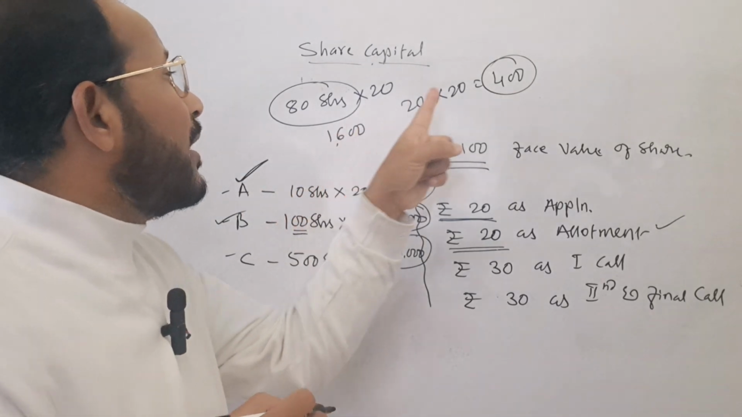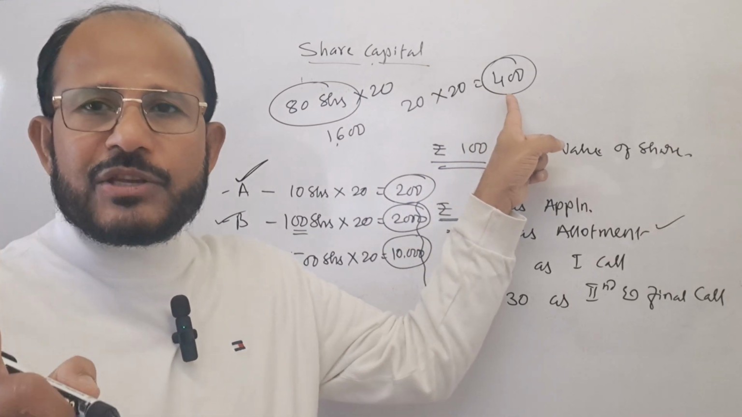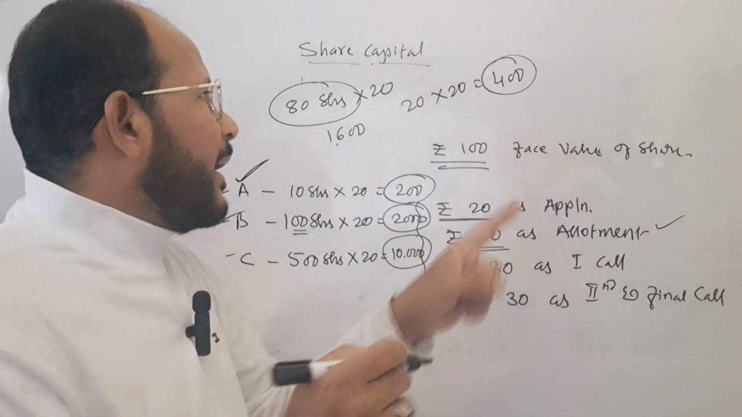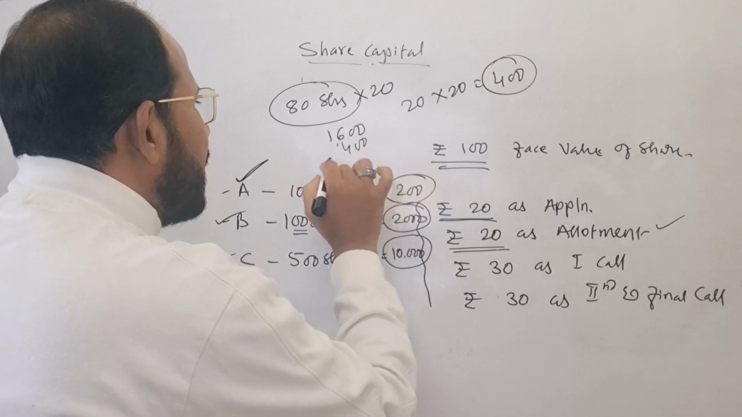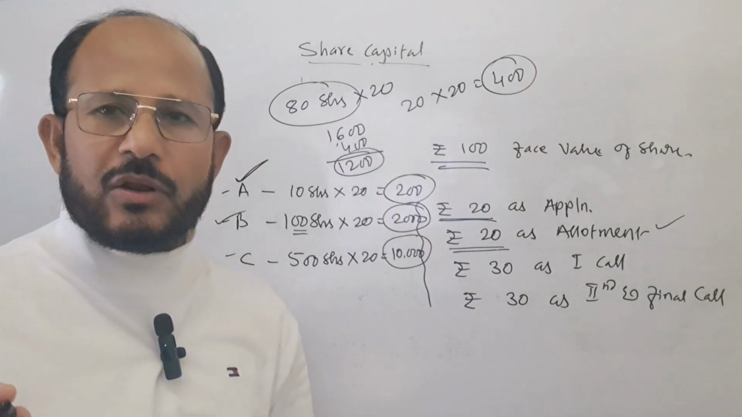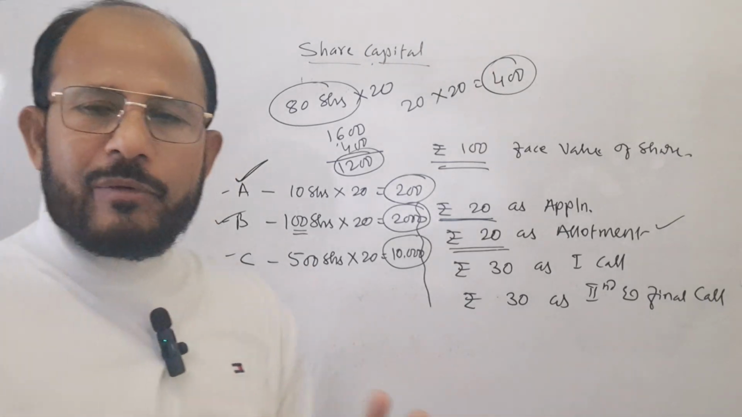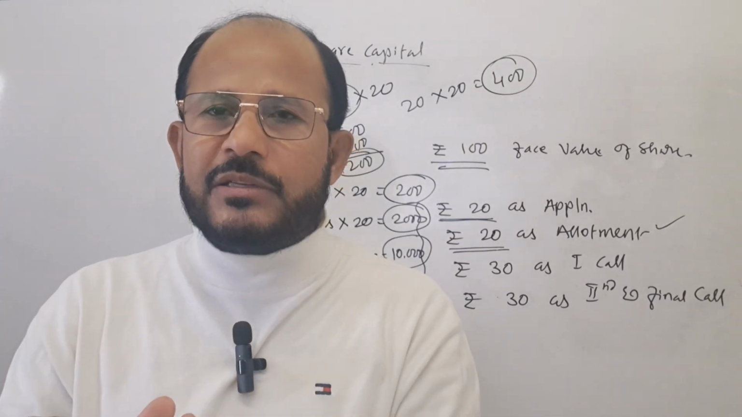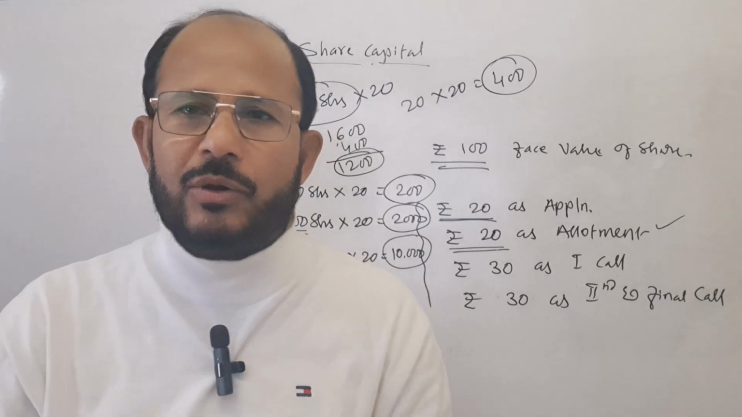1600 rupees. But he has already paid excess application money of rupees 400. Therefore, this 400 he need not send. Only 1200 is required to be sent as allotment money. Now, what will the company do? Whatever excess application money is collected will be adjusted towards allotment.